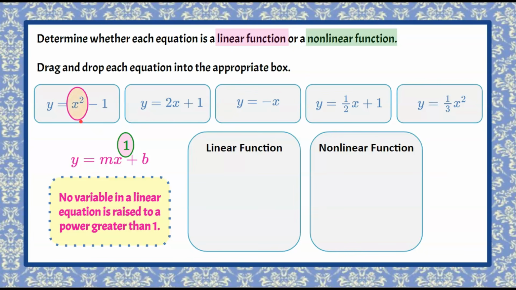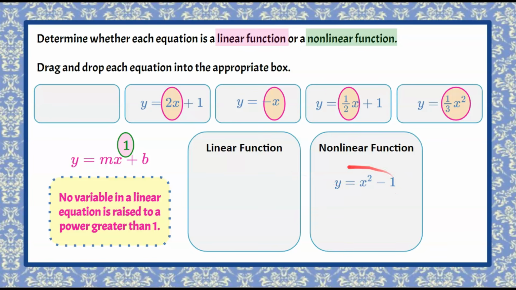So let's identify, circle each of the x terms in each one of these 5 equations. So in the first equation, we can see that that is x squared. That is nonlinear because it's something other than 1. It's greater than 1, so we're going to drag this over, and that's a nonlinear function. It's actually a quadratic function, which the graph will be a parabola. It'll be U-shaped.